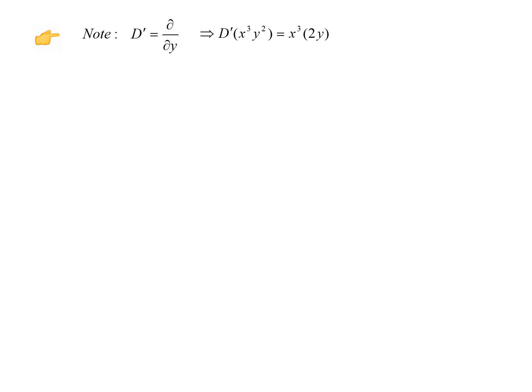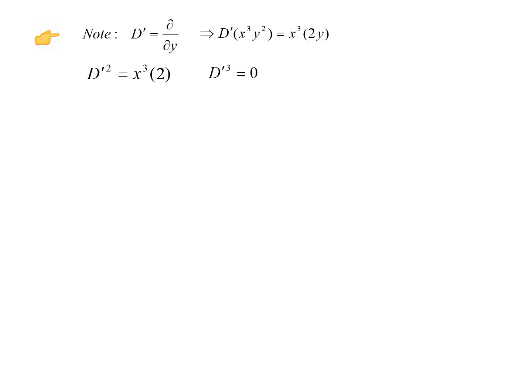So note d dash is actually differentiating with respect to y, dou by dou y. So when you operate that on that function x cube y squared, we have x cube into 2y, because d dash means what? Differentiating with respect to y. So if this is d dash, what is going to be d dash square? Again differentiating with respect to y. So once again when you differentiate with respect to y, you have into 2.